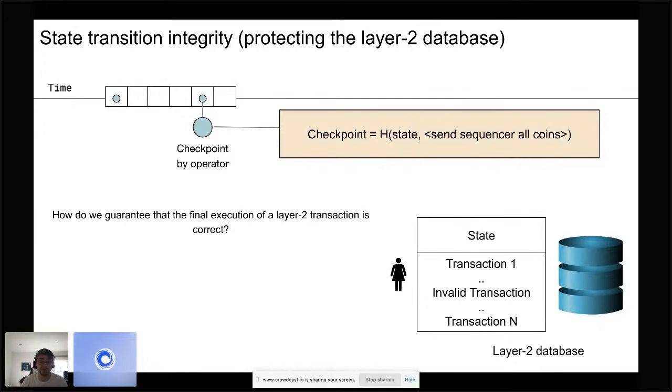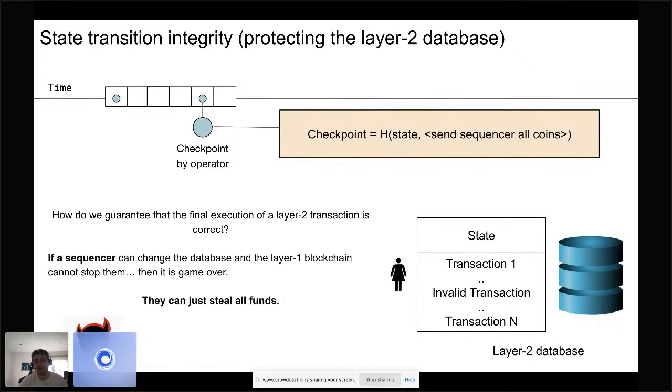So what the sequencer could do is post a new checkpoint with a state, and then in the list of transactions, there's an invalid transaction. And obviously the sequencer would want to do this because if the sequencer can include an invalid transaction, they can change the database, send the sequencer all the funds, and then simply steal all the funds and withdraw back to Ethereum. So really we want to make sure every single transaction in the layer 2 system is valid and is not being compromised.